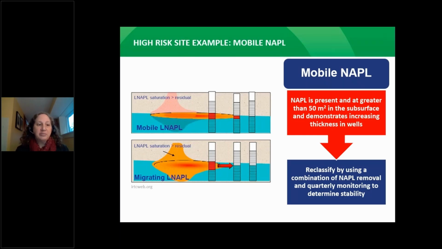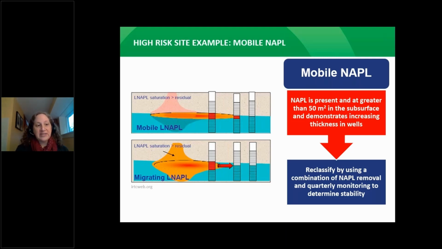Under the definitions in Protocol 16, it can be determined that a site has mobile LNAPL or DNAPL. We commonly see sites that get classified as high risk because either LNAPL is present in an area greater than 50 meters squared or DNAPL is present. And NAPL in the wells are observed to have variable or increasing thicknesses. There are a handful of cases where NAPL has been observed in fractured bedrock, which is automatically considered mobile.